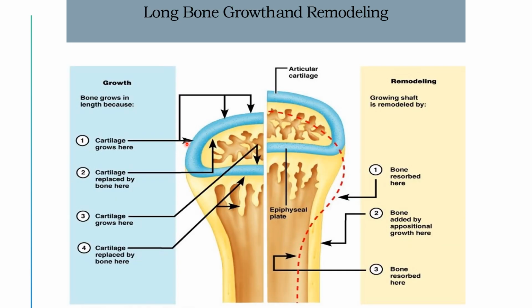So long bone growth and remodeling: if you can see here, this side is the growth and this side is the remodeling. So bone grows in length because cartilage grows at the edges and is then replaced by bone on the inside, and here on the horizontal side you can see cartilage grows inside and is then replaced by bone outside. So these two are the differences.